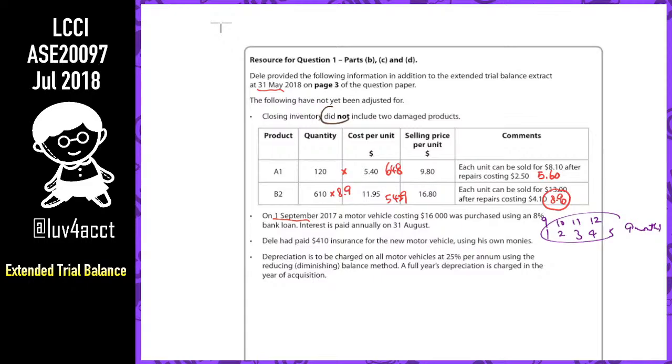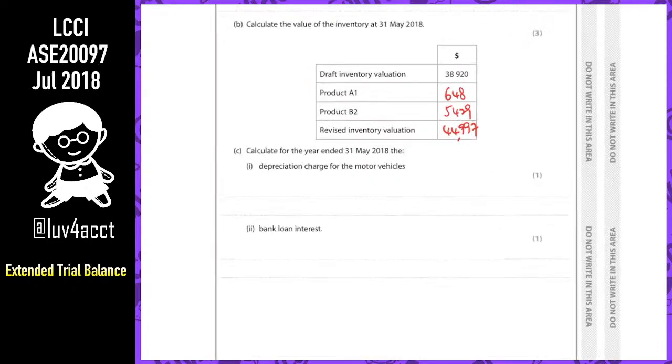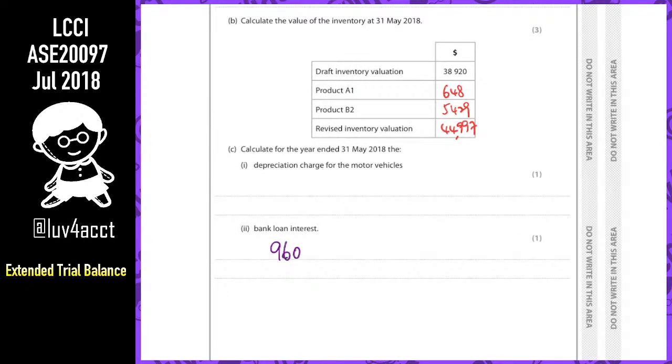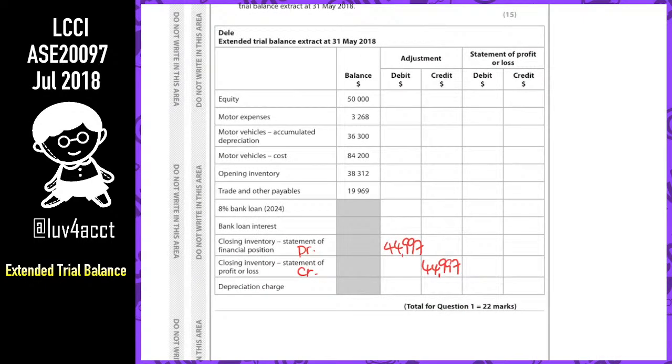So 16,000 multiplied by 8% multiplied by 9 months, we have interest of 960. Here 960. Bank loan interest, the expense, 960. Other payables, 960. Okay, so next.